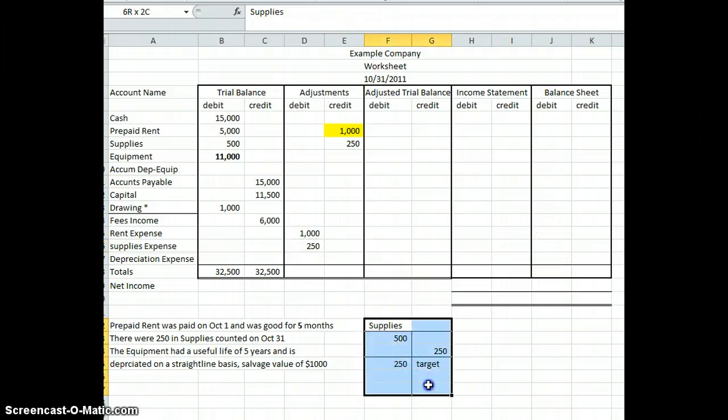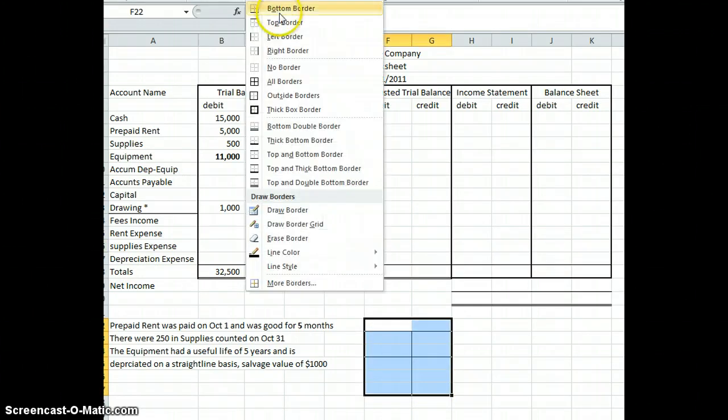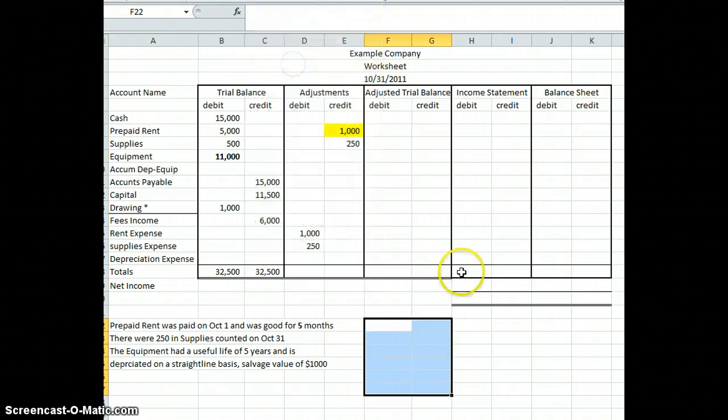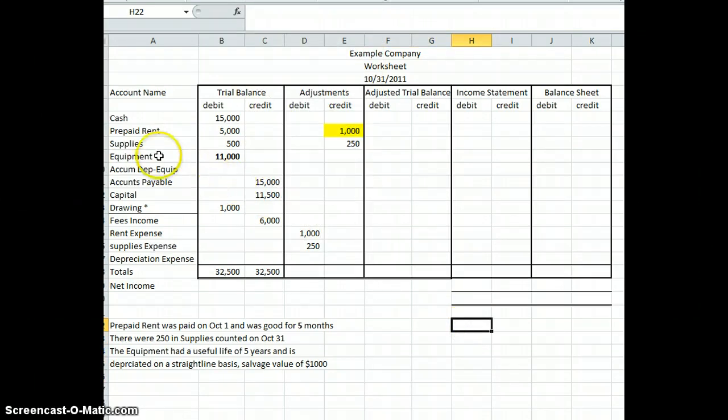The next thing I want to talk about is equipment. Equipment is a capital asset. It has a useful life of more than 1 year, and what we do is something called depreciation. But equipment has a historical cost, or a cost. You might have heard of the cost principle. We want to make sure that we maintain this account to be $11,000 all the time. We never want to change the value in equipment until we dispose of or stop using the asset.